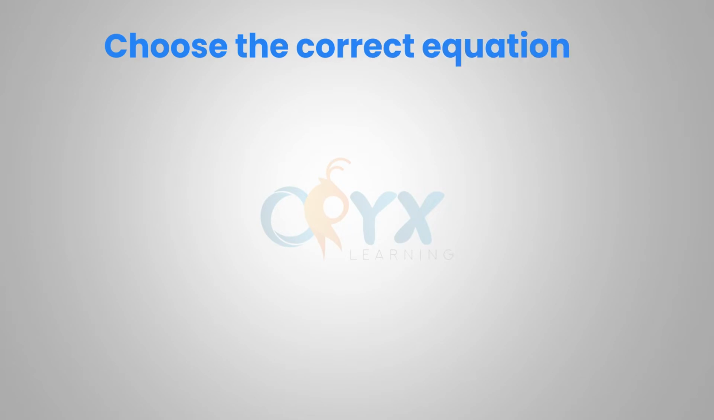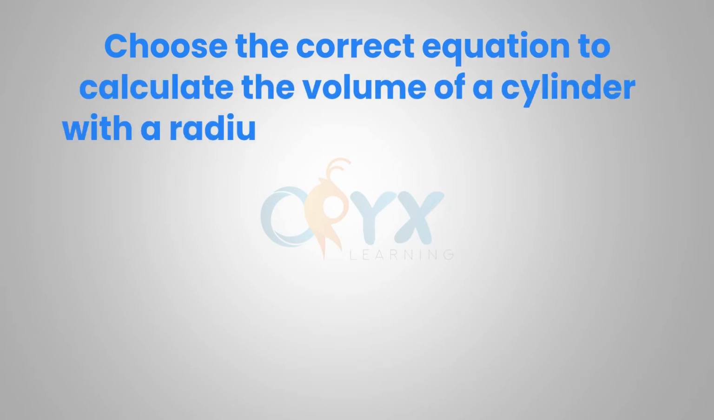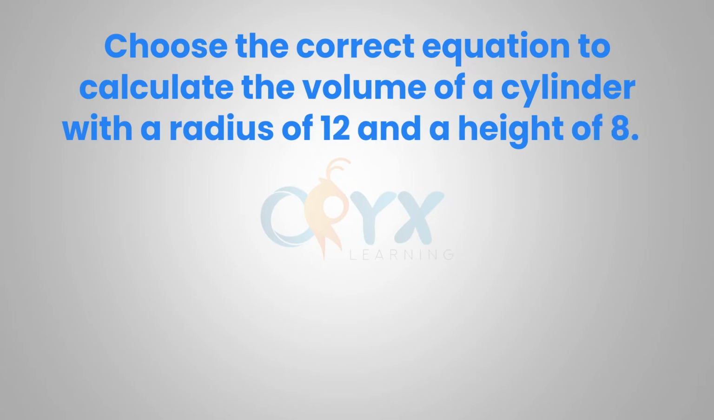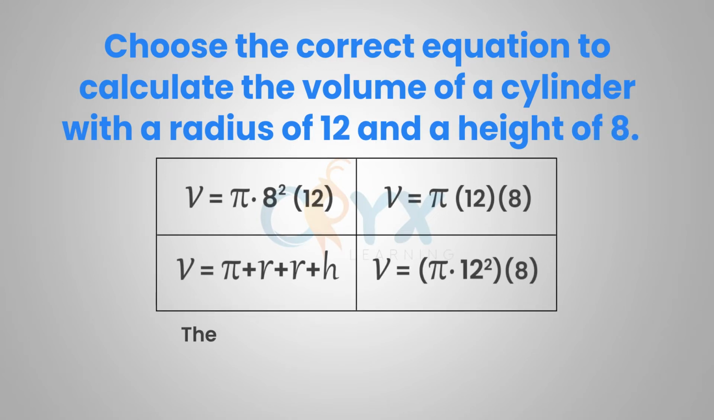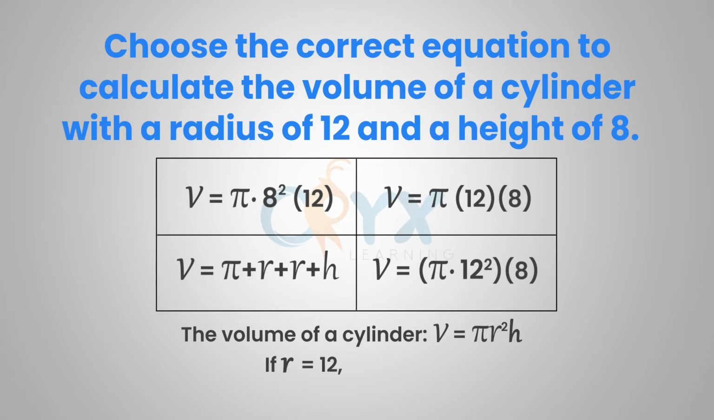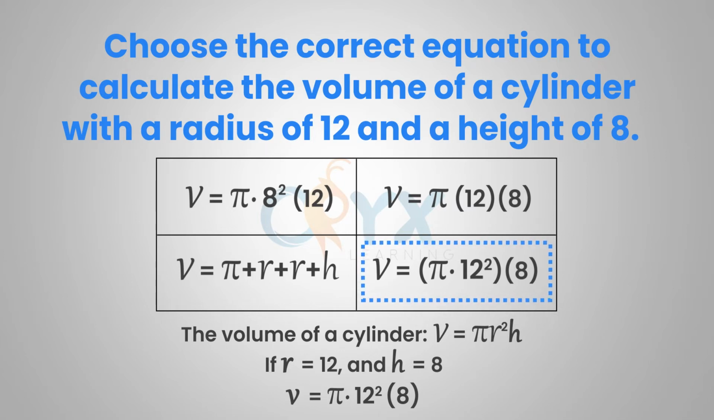Choose the correct equation to calculate the volume of a cylinder with a radius of 12 and a height of 8. Using the volume of a cylinder formula, V equals pi r squared h, we can substitute in the values for the radius and the height. If the radius r is 12 and the height h is 8, then our formula becomes V equals pi times 12 squared times 8. Looking at the formulas above, we can see that this matches the fourth option, V equals pi times 12 squared times 8.